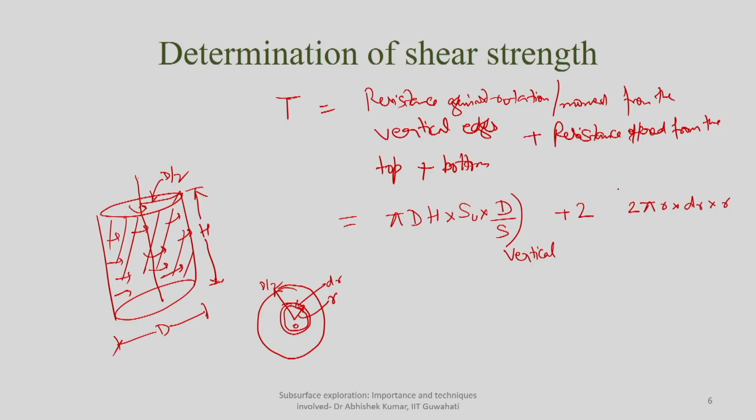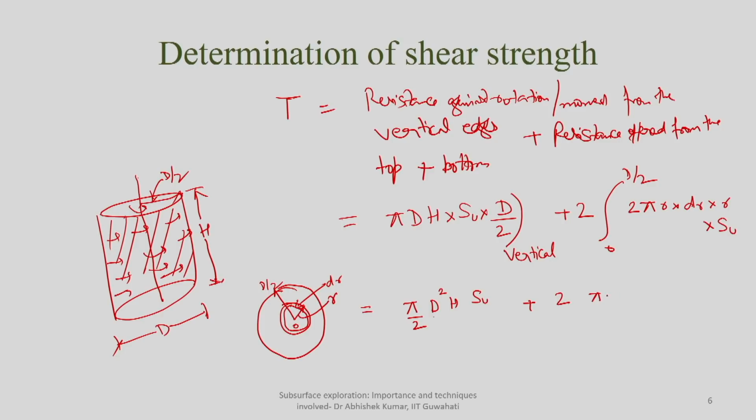That is how you will get it. So, integrate it from 0 to d by 2, and you will be able to get it. If you solve it, you will get here pi d square h Su, actually this should be d by 2, because that was d square h by 2 plus this. If you solve it, you will get pi, of course, and you have to multiply with the Su value, considering Su is the shear strength.